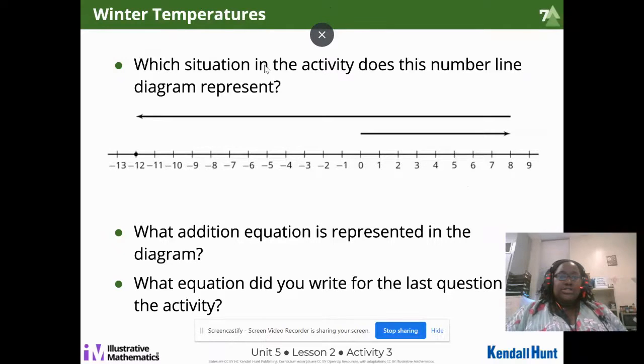Okay, so it says, which situation in this activity does this number line diagram represent? So I would remember that with a number line you're already starting at 0. So we started at 0, we went up to 8, and then from 8 we went down to -12. So which situation in this activity does the number line represent? So what happened? Did it increase? Did it decrease? What actually happened? Looking at this number line, what addition equation is represented in the diagram? So what's being added? And then it says, what equation do you write for the last question in this activity?